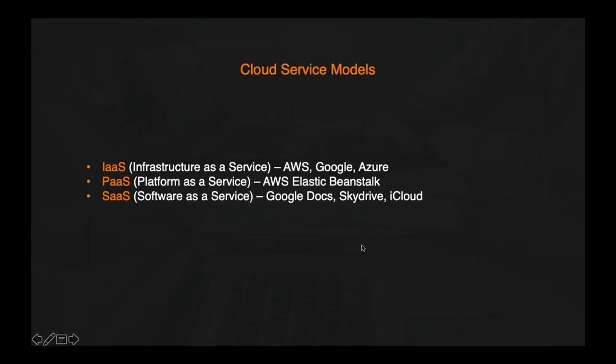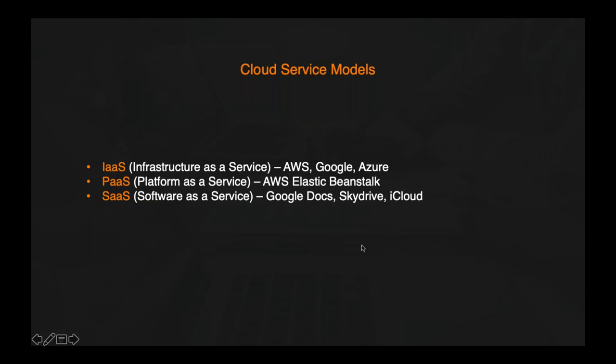So we have now the next topic, that is cloud service models. How you can deploy this architecture, how you can design your infrastructure on the cloud. Now, different companies offer you different kinds of services. As you can see, we have three kinds of models here: IaaS, PaaS, and SaaS. That is infrastructure as a service, platform as a service, and software as a service.